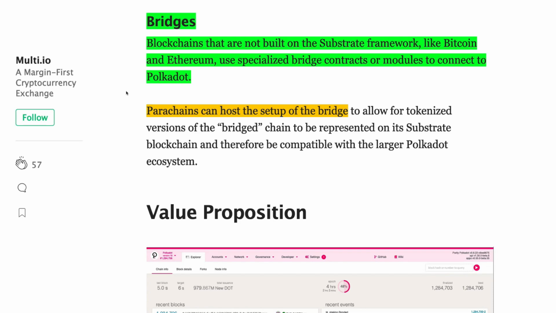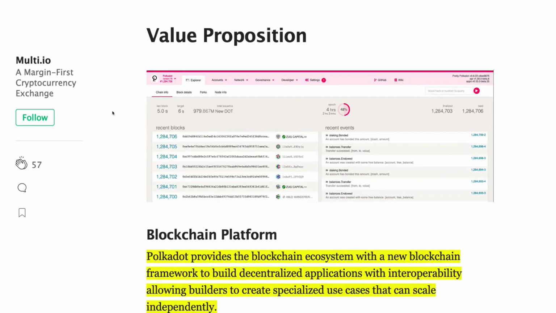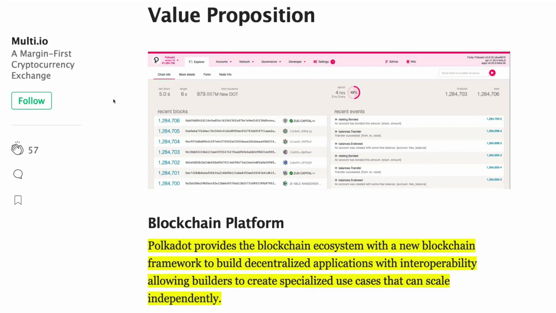So this is something which we will get into in a bit. But of course, anything which is great takes time, right? Now, what is the value proposition of Polkadot? Polkadot provides the blockchain ecosystem with a new blockchain framework to build decentralized applications, just like Ethereum, but with interoperability, allowing builders to create specialized use cases that can scale independently.